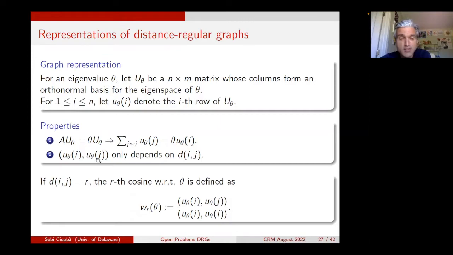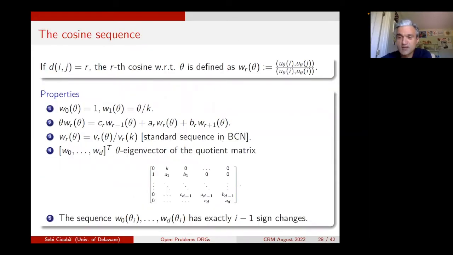There are various properties, and you can find them in your favorite algebraic combinatorics book. The inner product between these vectors depends only on the distance, and one can define the cosine with respect to theta as this expression. These cosines have many properties, and again you can find them in various books. They're theta eigenvectors of this quotient matrix. You know exactly how many sign changes they have. They're called cosines in one book and standard sequence in another book, so I have to pay attention to that.